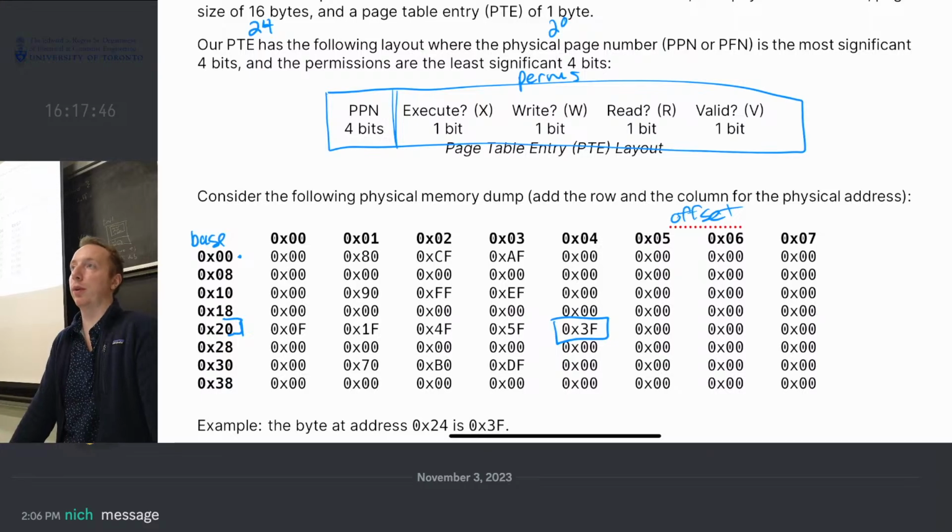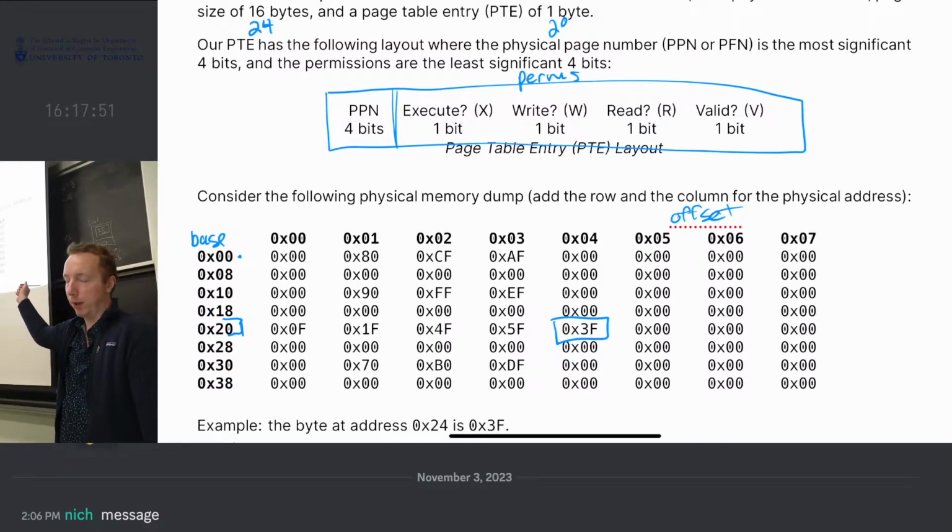So any questions about reading just the dump of virtual memory? Or no, sorry, this is physical memory, physical memory.